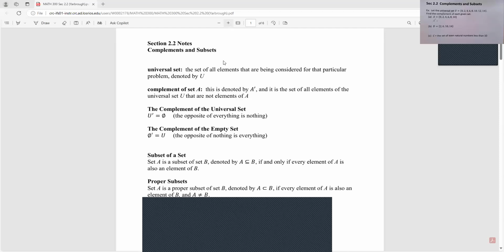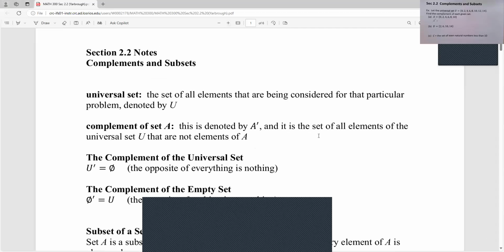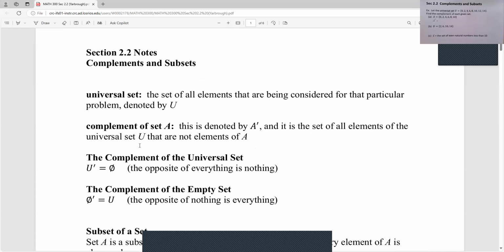Actually, it does not. The definition of complement is the set of all elements of the universal set U that are not elements of A. A complement basically means the opposite of set A.